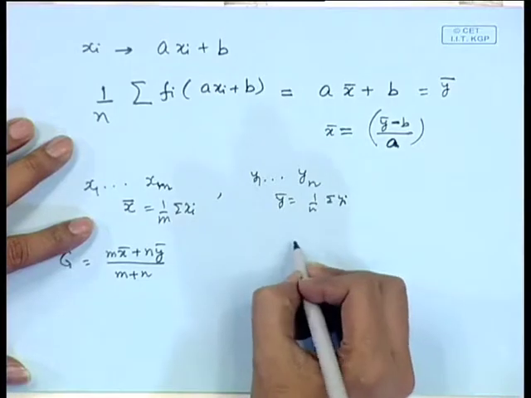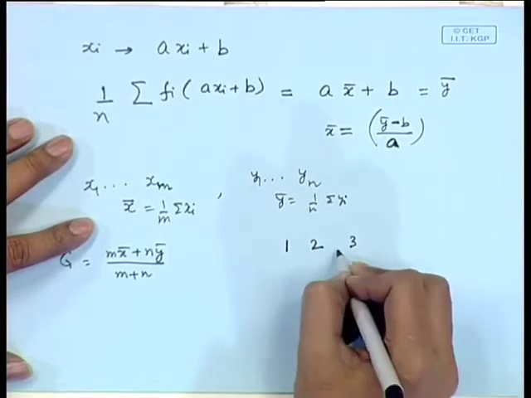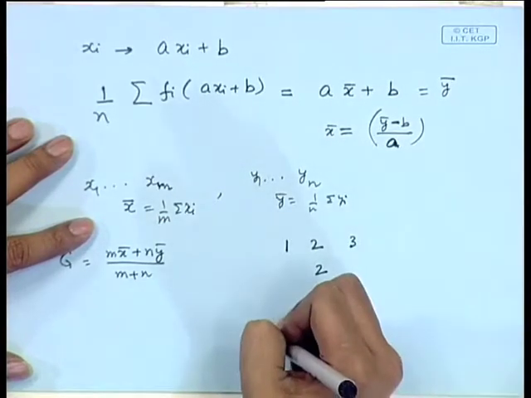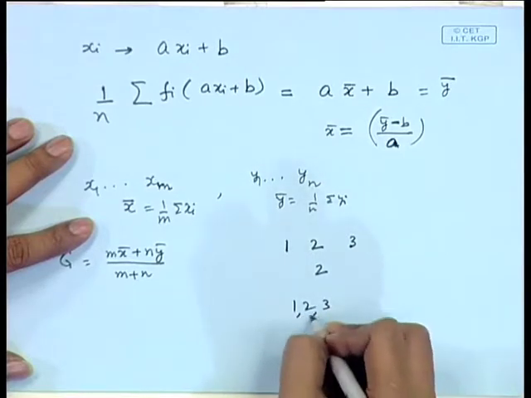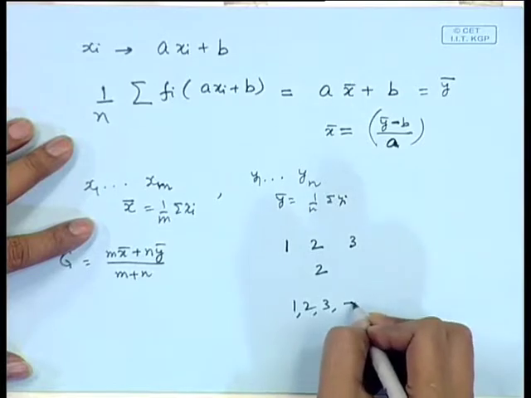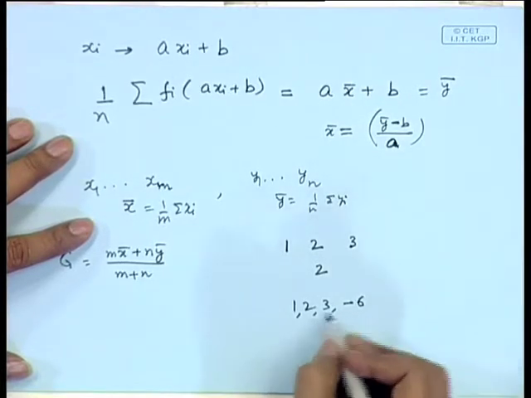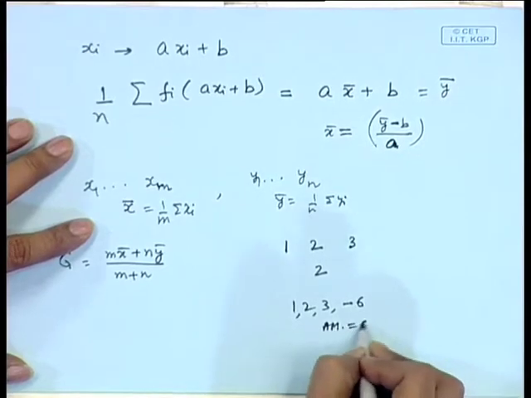However, it has one drawback. Suppose I consider three numbers 1, 2 and 3. What is the arithmetic mean? 1 plus 2 plus 3 is 6, 6 divided by 3 is 2. However, if I have 1, 2, 3 and another number, say minus 6, what will happen? The sum is 0 and therefore, the arithmetic mean will turn out to be 0.